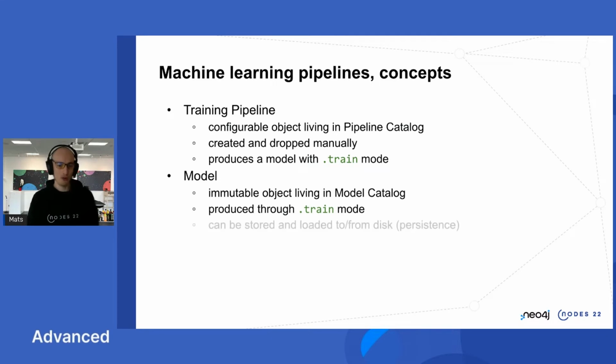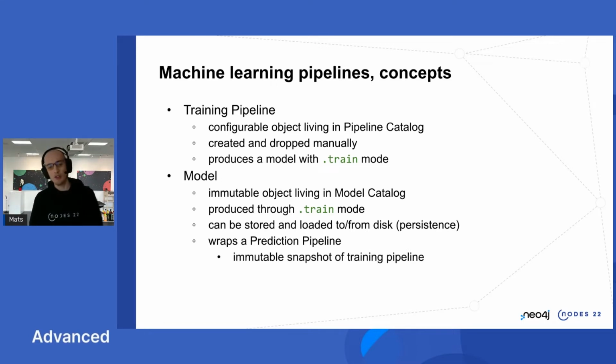They are produced through this train mode, and they can also be stored and loaded from disk with the persistence feature. This is a Graph Data Science Enterprise Edition feature. And they also wrap a so-called prediction pipeline. And the prediction pipeline is an immutable snapshot of the training pipeline at the time when train was called. So you're constructing your training pipeline, it goes into the pipeline catalog. Eventually, you're happy with your configuration, you will train using this training pipeline. It produces a model, and the model then also contains the state of the training pipeline, detached from the training pipeline.